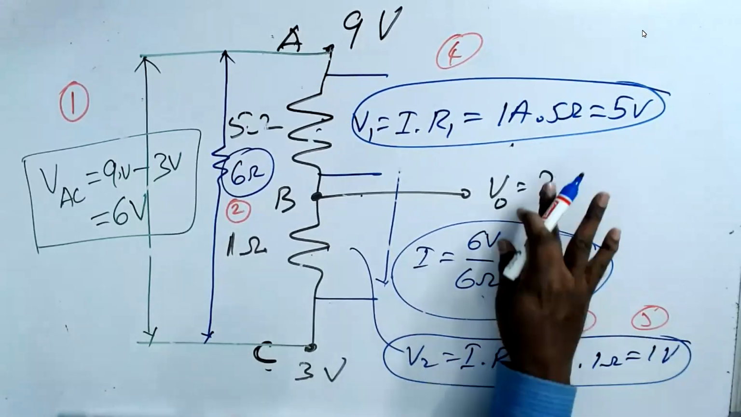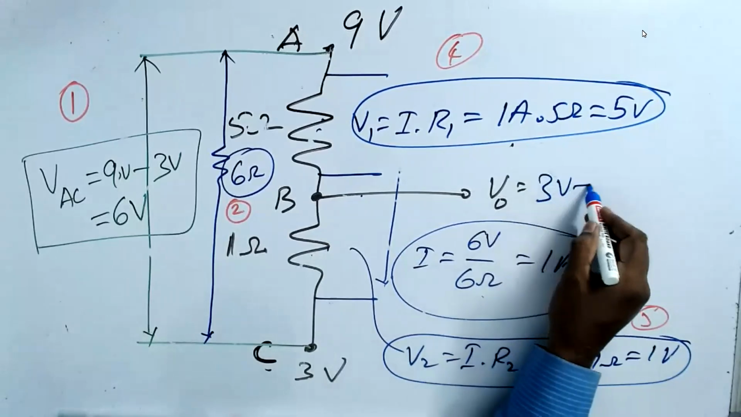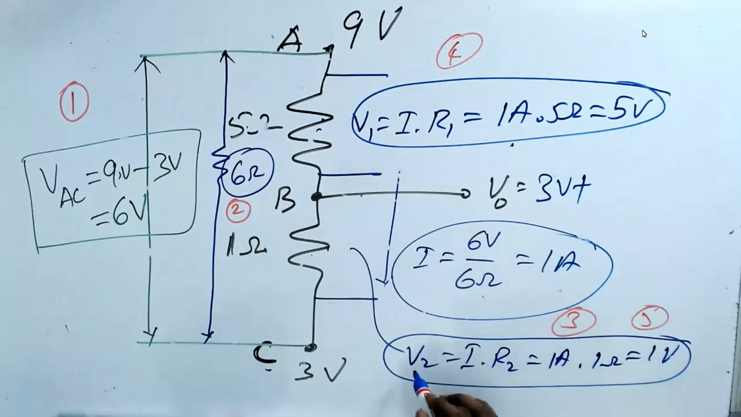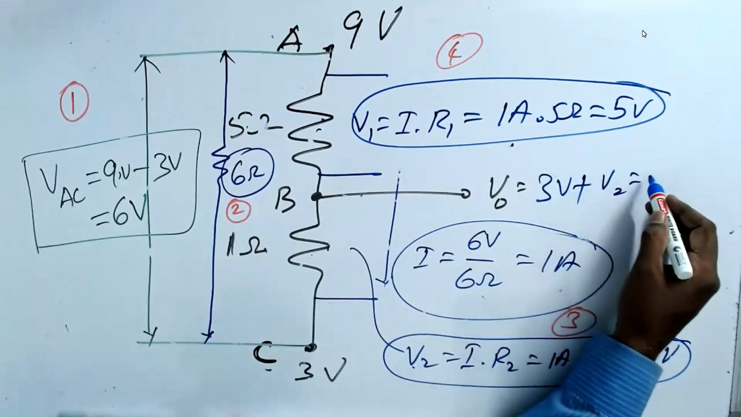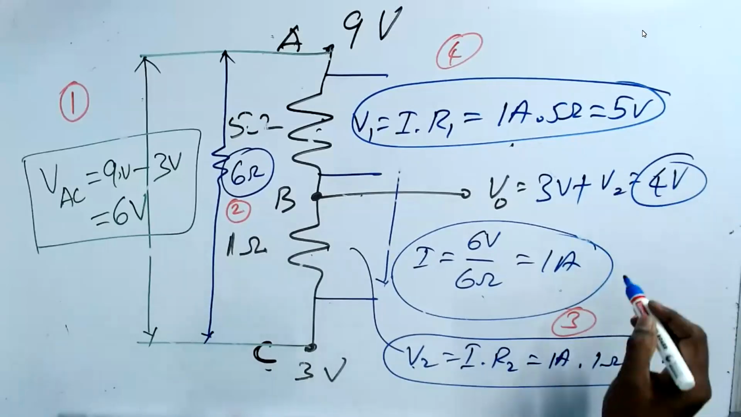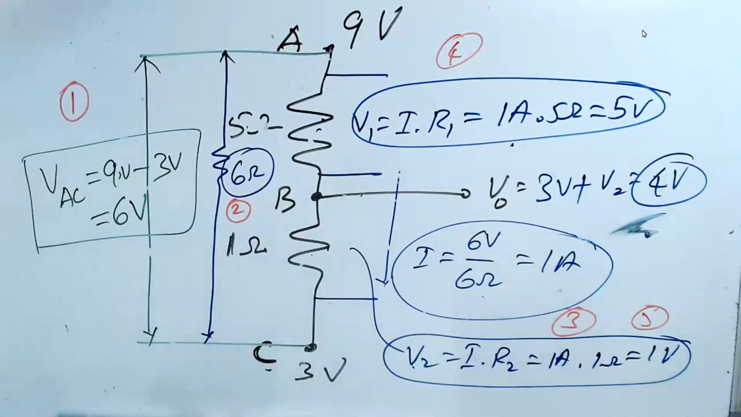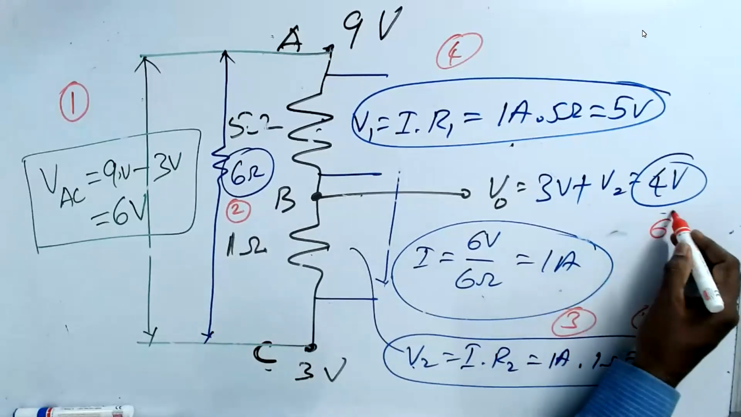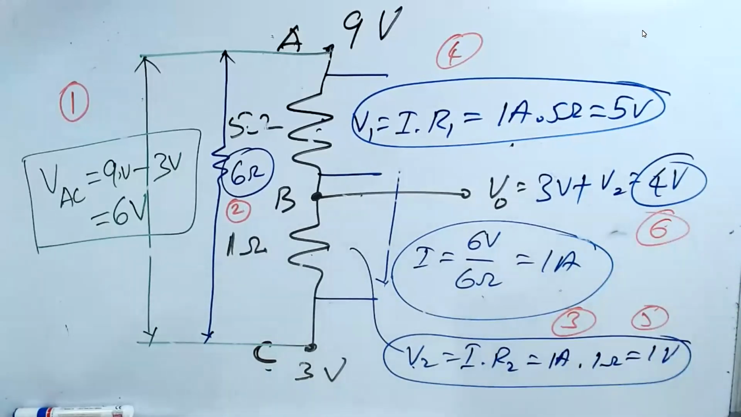V0 is equal to 3 volts plus V2, because of the potential difference across this, which is 4 volt. So this is the answer on the 6th step. I got the answer on the 6th step. Now, if you don't understand any of steps 1 to 6, let me know which step you don't understand, and tell me why. I made it 6 steps.